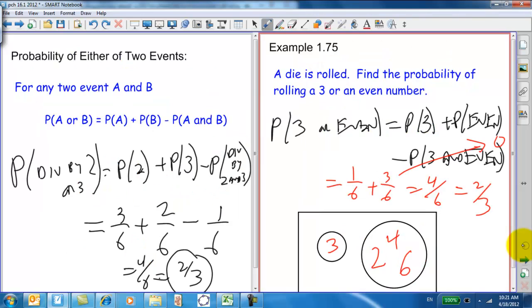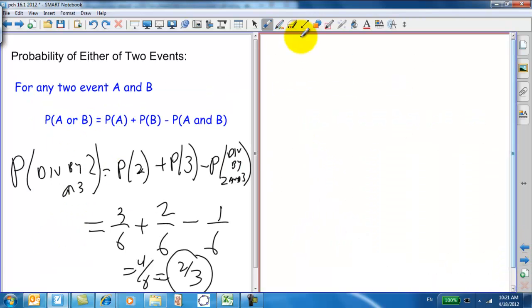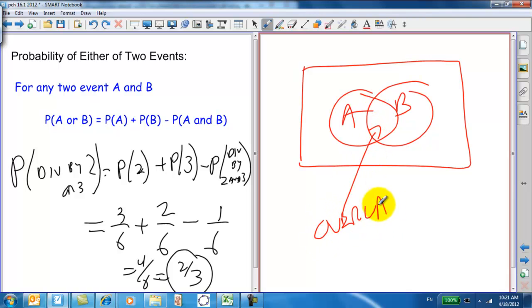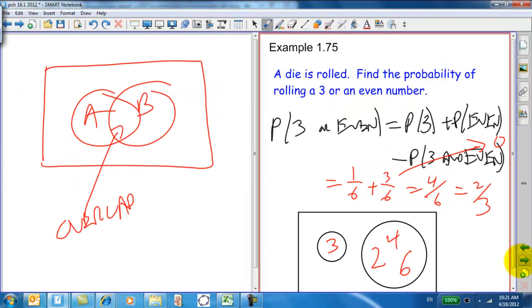Now, notice what I said before, though. The probability of two events happening, and I should put a little diagram in here for this. The probability of A or B, this is when you have the events overlapping. And that's why you have to subtract off the overlap in our general formula for any two events. If you know they're mutually exclusive, you can simplify the formula.